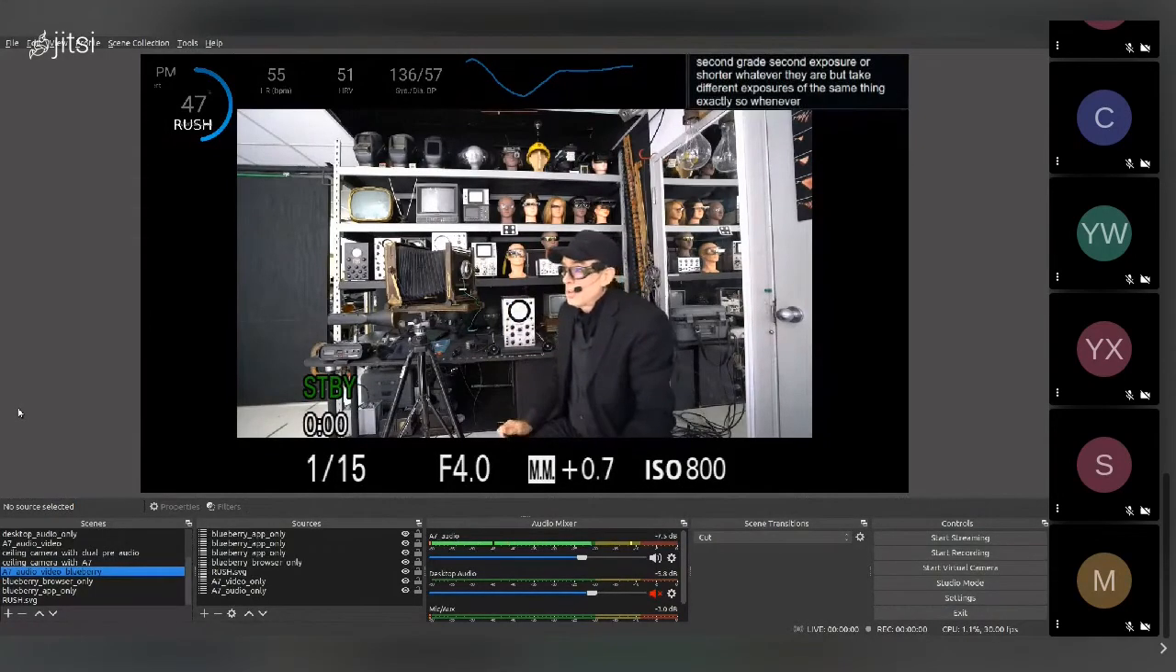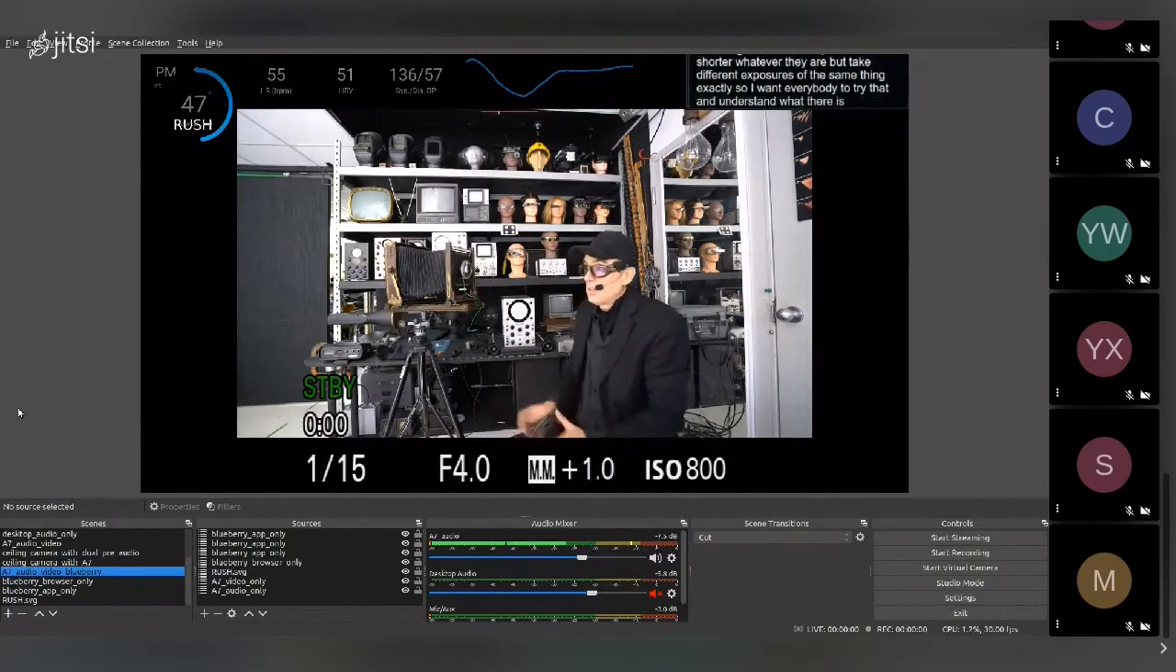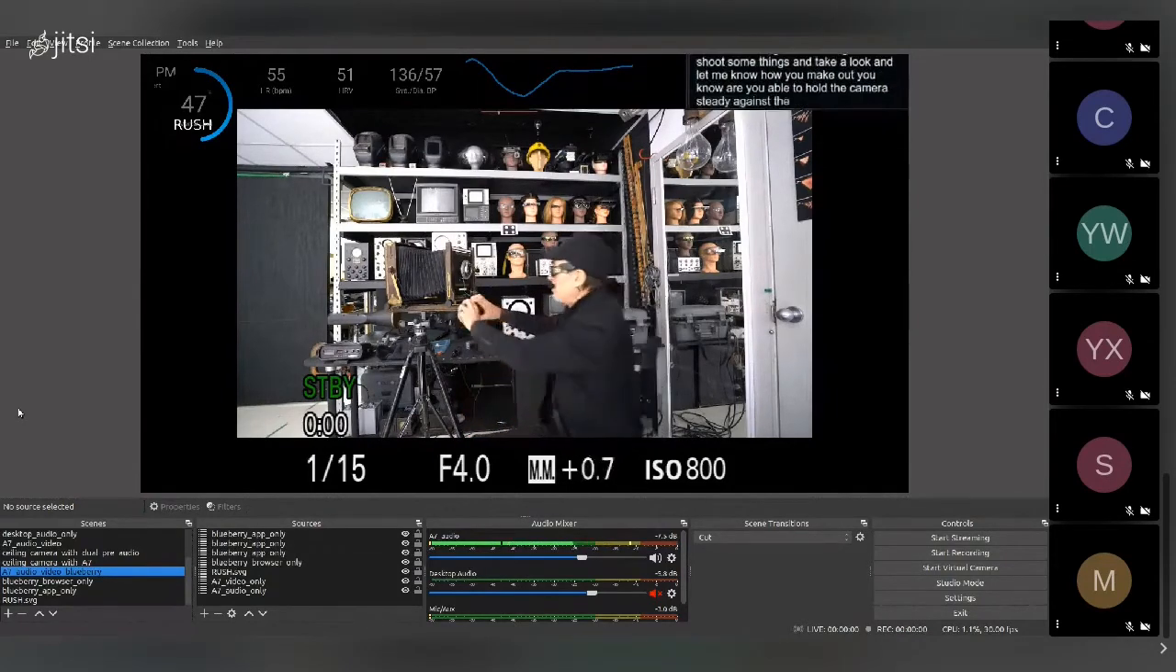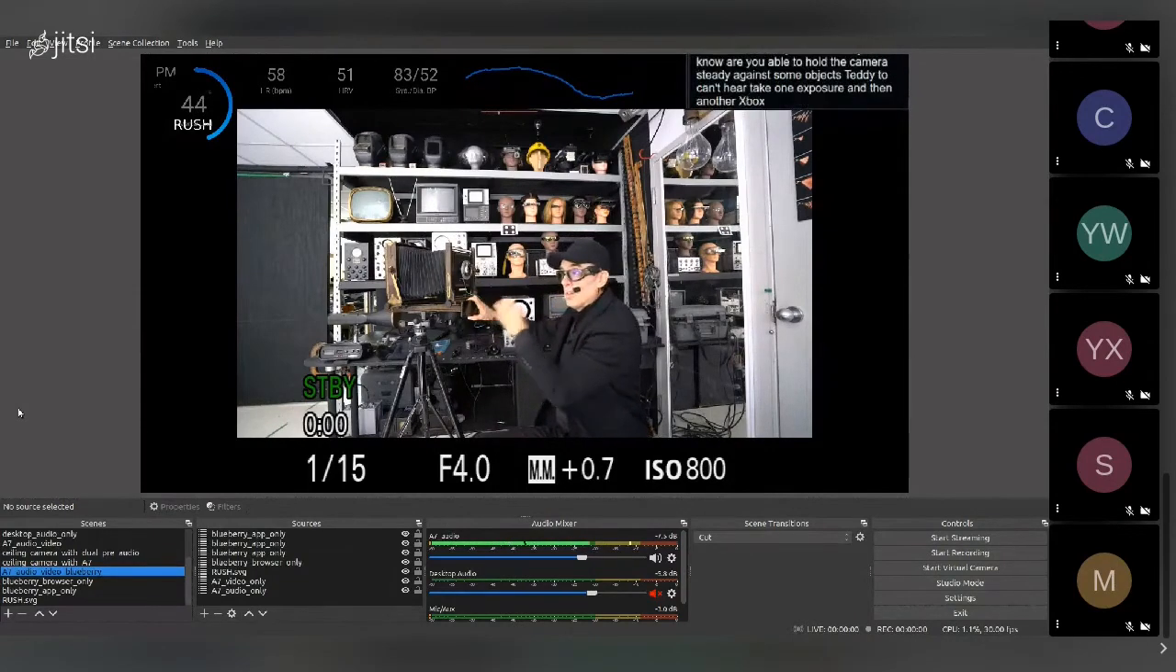So I want everybody to try that and understand what the result is. This little homework assignment for tonight is go out and shoot some things, take a look, and let me know how you make out. Are you able to hold the camera steady against some object, take one exposure and then another exposure and another exposure?